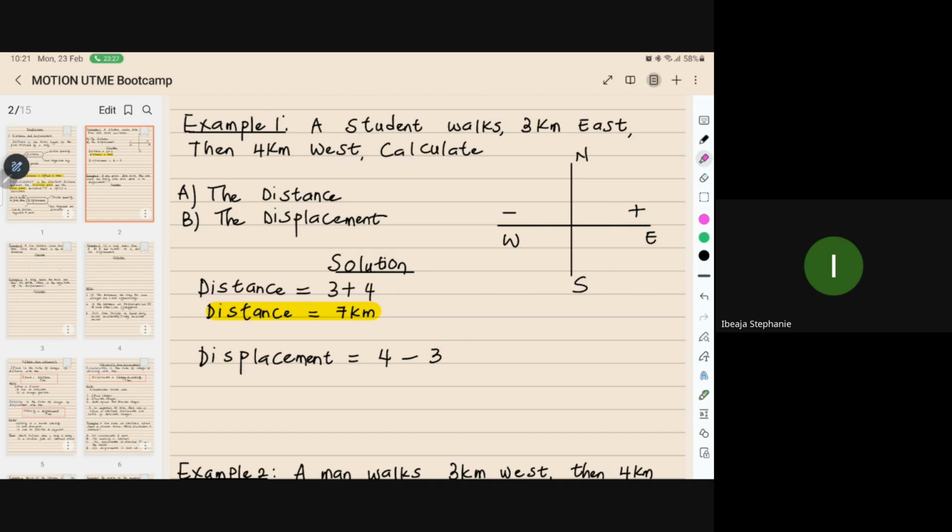But the easiest way to do this is to what? Remember what I said. If I'm traveling to the west, I can say that the west is a negative direction. So that's negative 4 kilometer. Then to the east is going to be what? Positive. So 3. So now my displacement will be the algebraic sum of both of them. So displacement will now be equal to minus 4 plus 3.